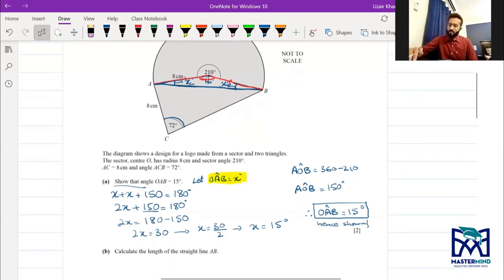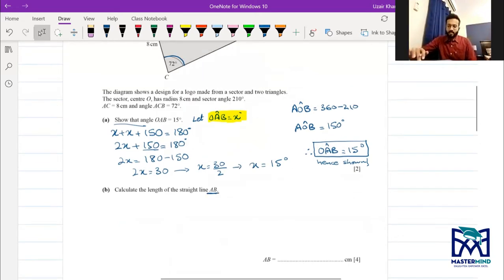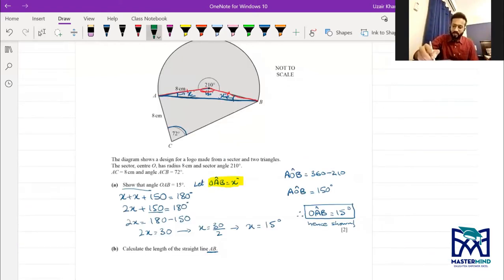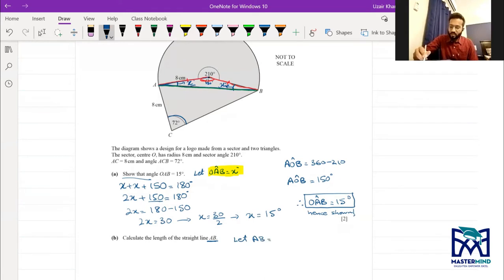Let's look at part B in this. Now it's asking for the length of the straight line AB. For that, we can go back to the question. And this length happened to be the baseline of the triangle, length AB. Now let's assume this to be y. Let AB equal y. So I'm going to label y over here.